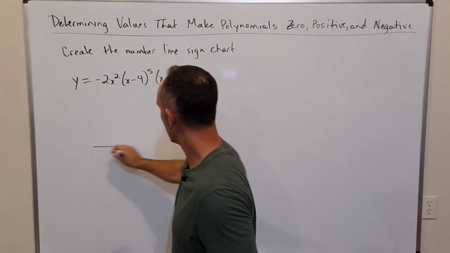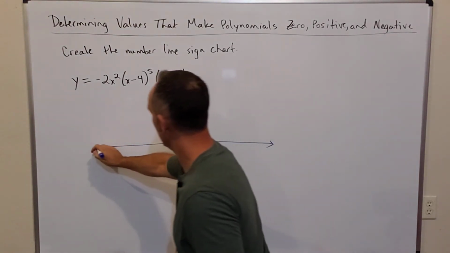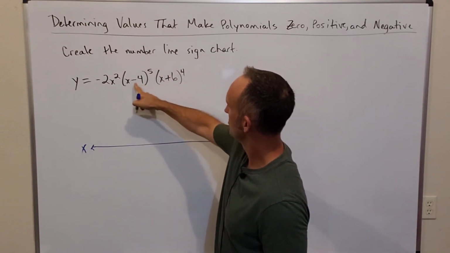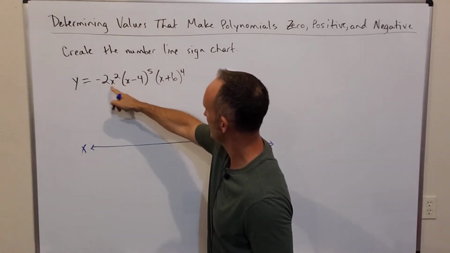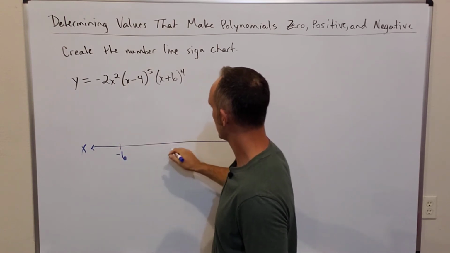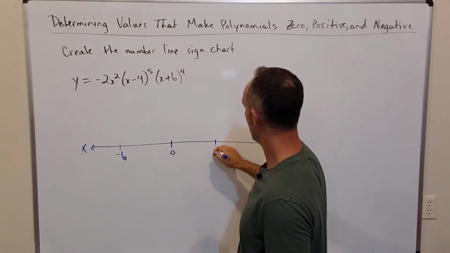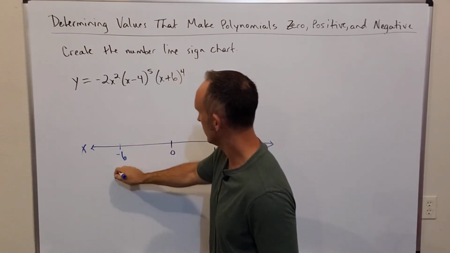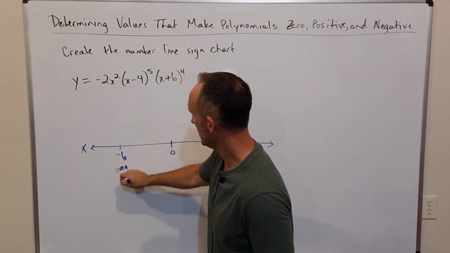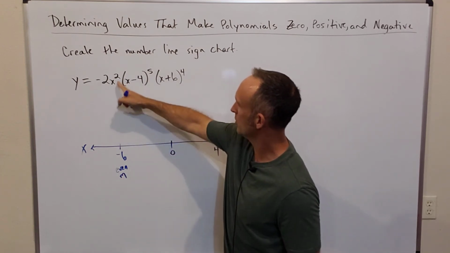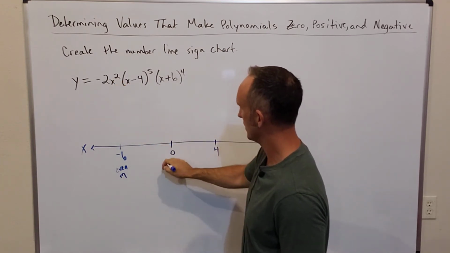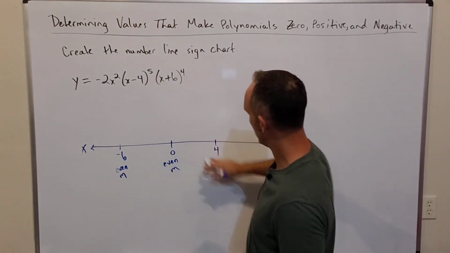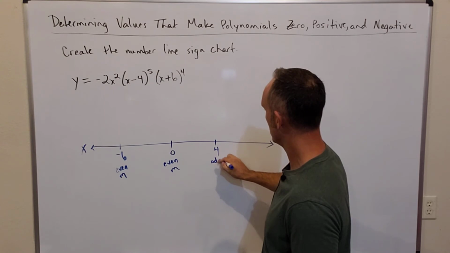We'll plot out our zeros and multiplicities on our x number line. So we've got negative 6, positive 4, and 0. So negative 6 is first, 0, and then 4. Negative 6 has an even multiplicity of 4. 0 has a multiplicity of 2, so that's also an even multiplicity. And 4 has a multiplicity of 5, which is odd.